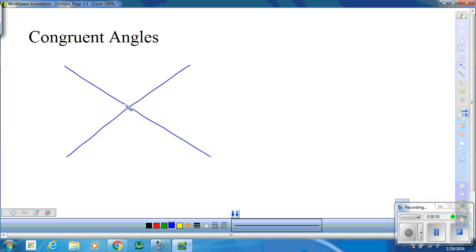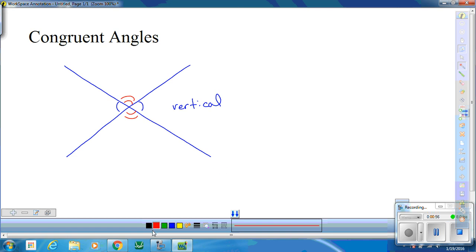You may remember if two lines intersect each other, then the angles that are right across from each other, we call these vertical angles. Those vertical angles are congruent. So this angle would be congruent to this angle, and this angle would be congruent to this angle. So vertical angles are congruent, and we know that.